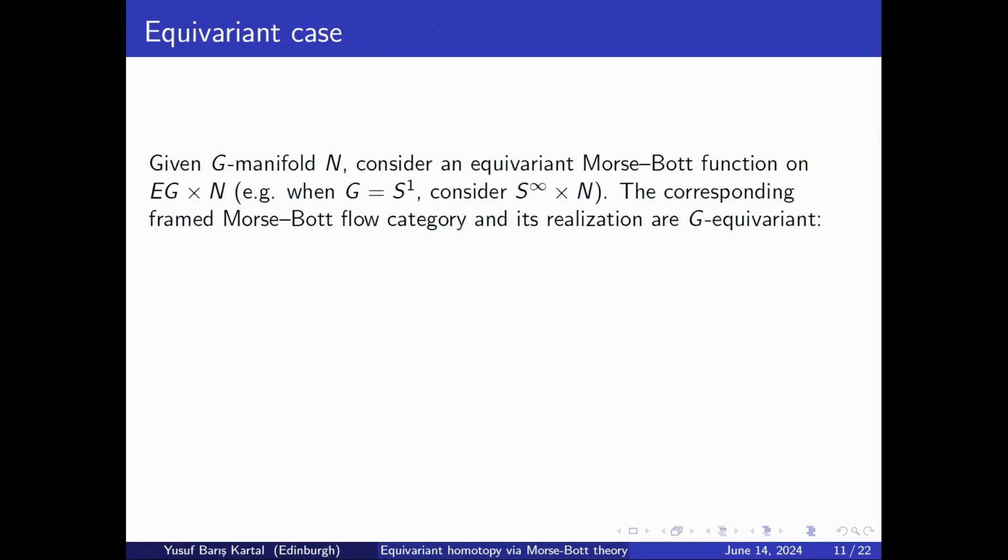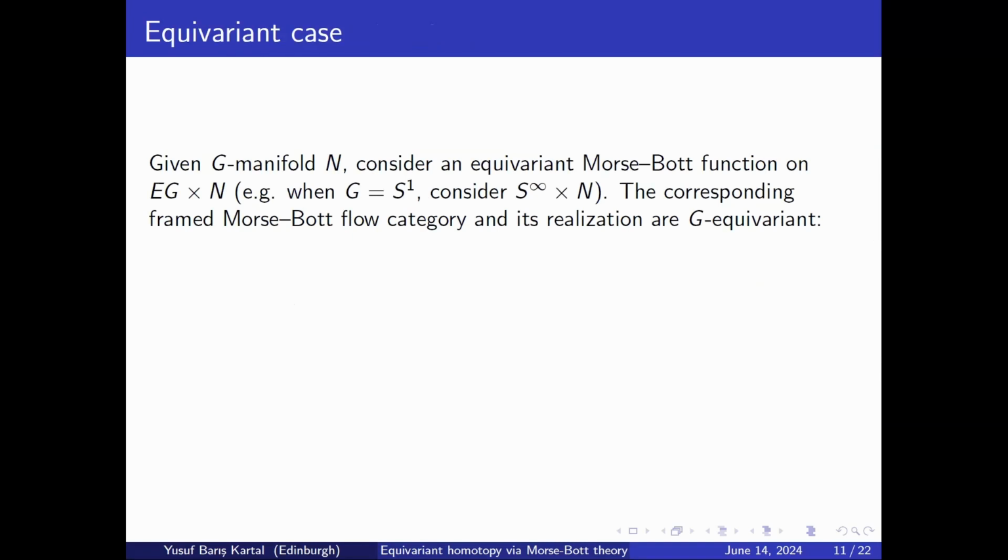Okay. And if you have a G-manifold, where G is a compact Lie group, you can consider an equivariant Morse-Bott function on EG cross N. This is for technical reasons, and I'm going to say how to drop this later. It's work in progress, but you can consider a Morse-Bott function on EG cross N.